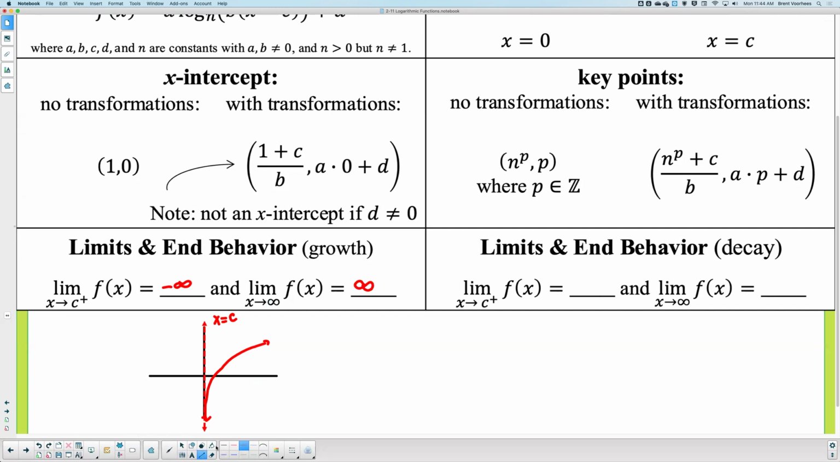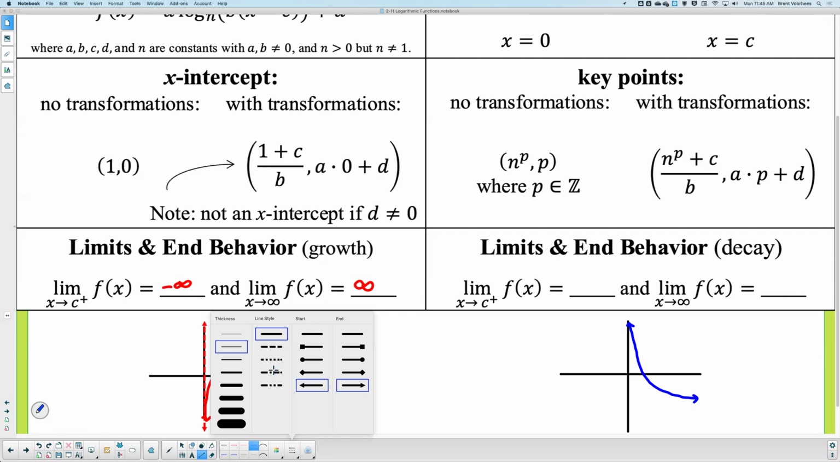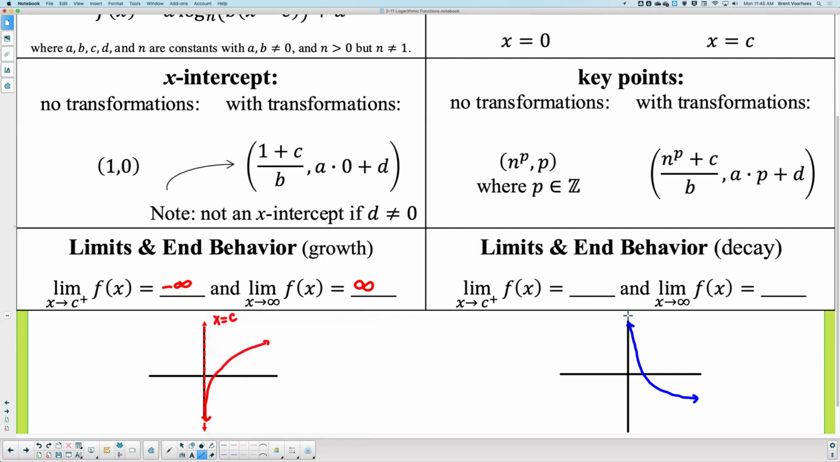Now, if it were decay, I'm going to go over here and add just a quick little sketch. If it were decay, it would look like this. The graph would be decreasing. Once again, you'd have an asymptote at C, I'll call it x equals C.